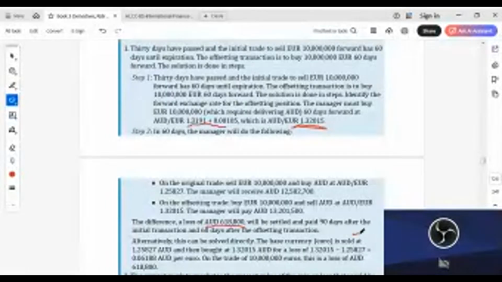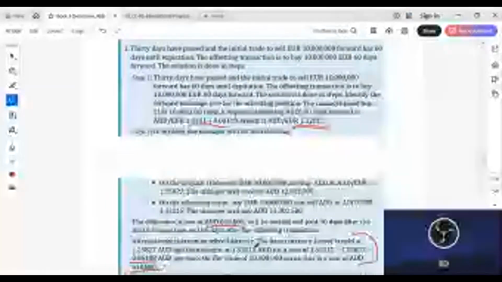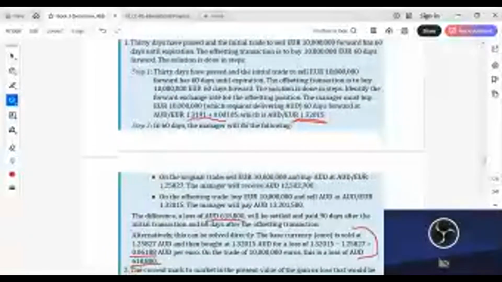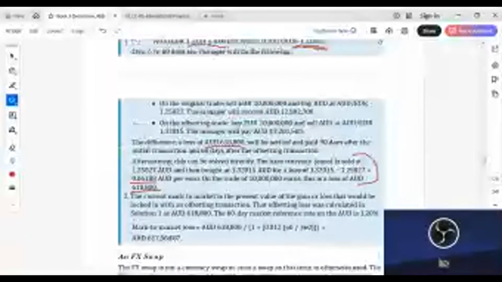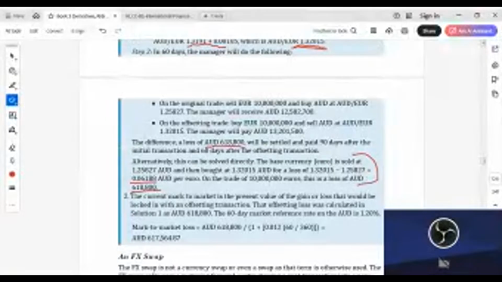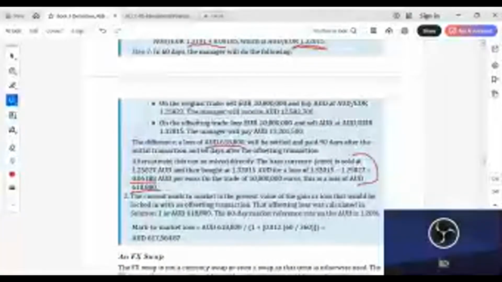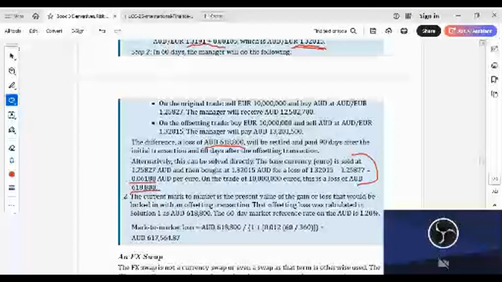I think this is the better method. Just take the difference of the two quotes and multiply by 10 million euro. So 6,18,800 AUD is the loss which will be realized after 60 days. Then take the present value.